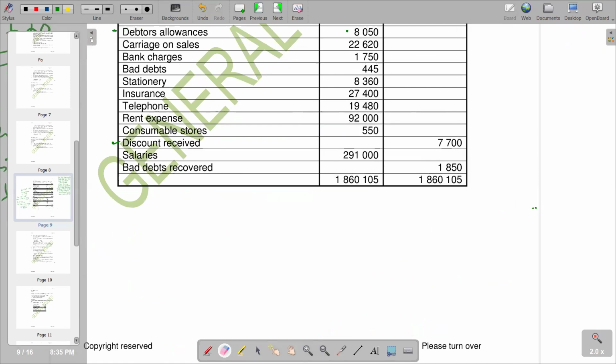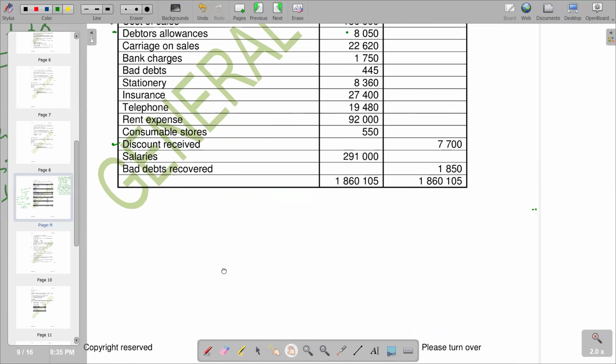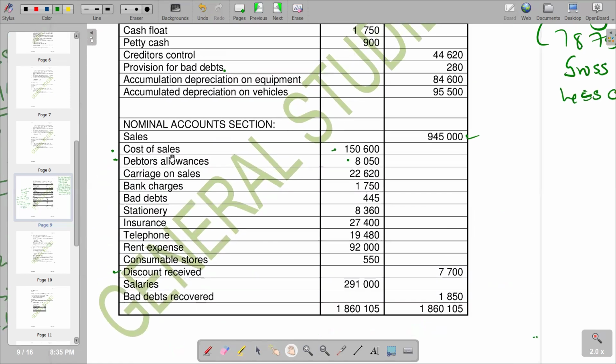So we can try to go to... other than the account section, go down checking for those operating expenses. The first one that we have here is carriage on sales, 22,620. You need to go to extra information again to check if you've got any adjustment that is affecting our carriage on sales. There might be some prepayments, or there might be some accruals that we need to adjust before we put that figure.